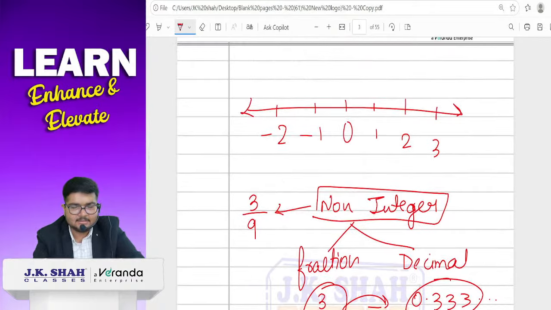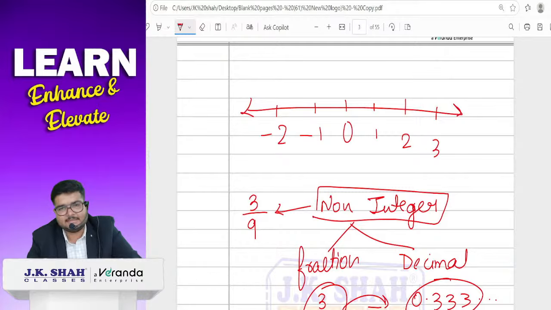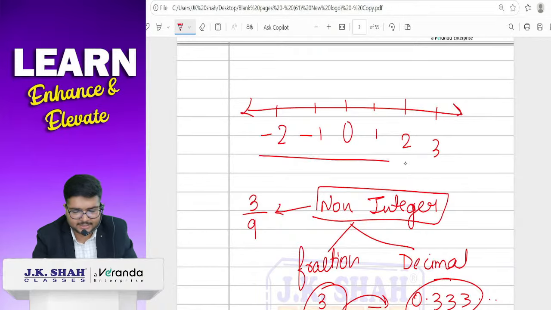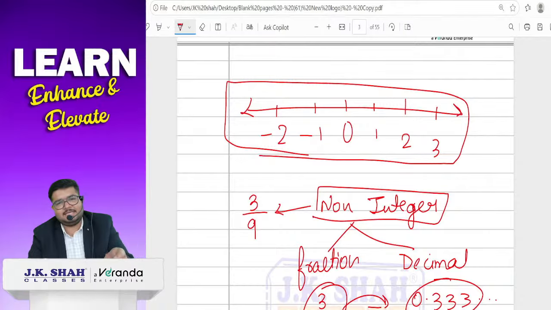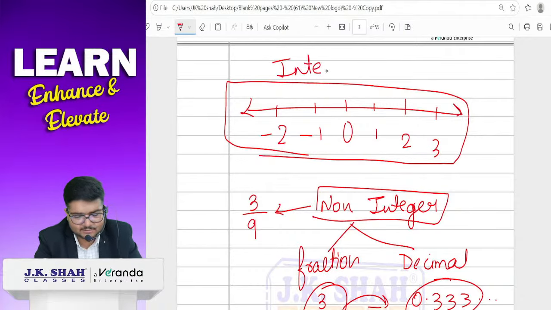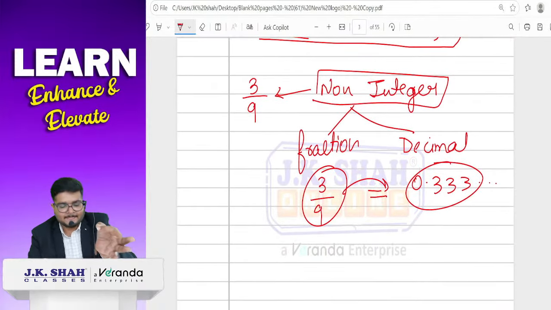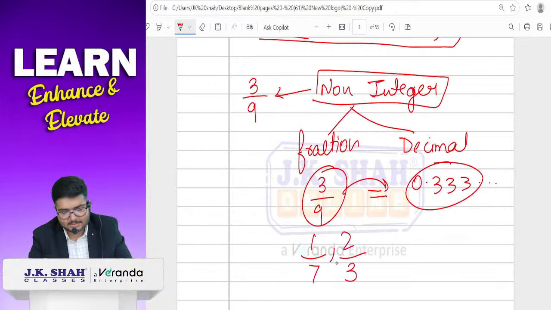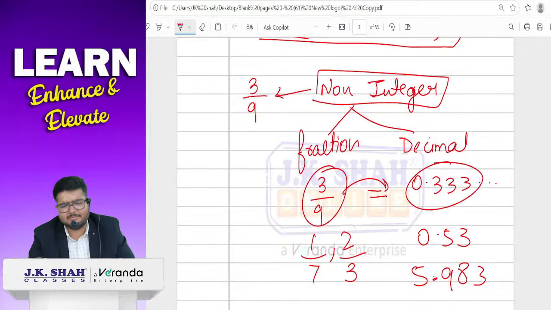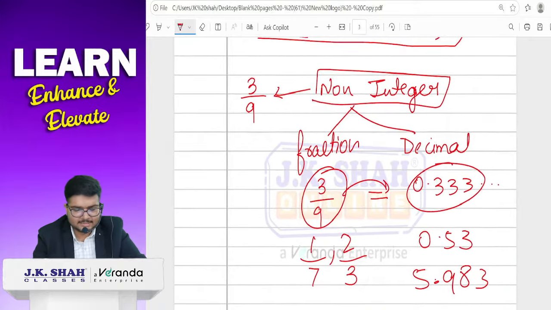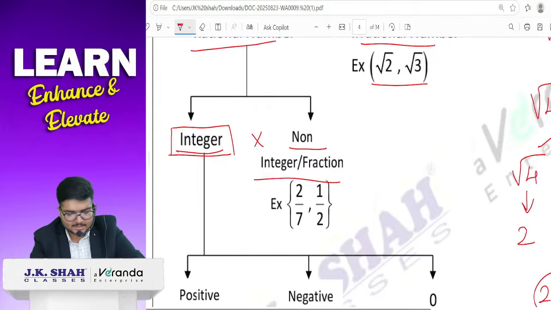And the other type is integers. In integers, you will get full numbers. There will be no number which has a decimal in it. Can you see any decimal number? No, you won't, because in integers there are no decimal numbers. But in non-integers there will be fraction form, for example 1/7, 2/3. Such numbers are called non-integers, and 0.53, 5.938, any number which has a decimal is called a non-integer. Any fraction is called a non-integer. Right? Understood? Let us move forward to the next classification.